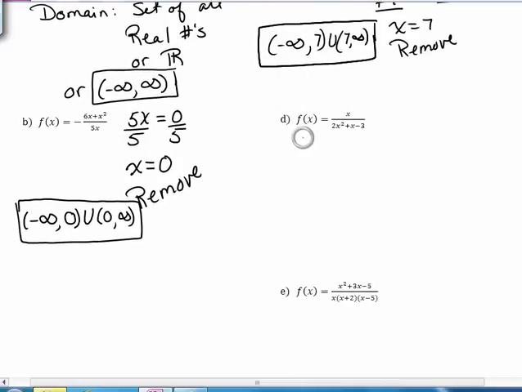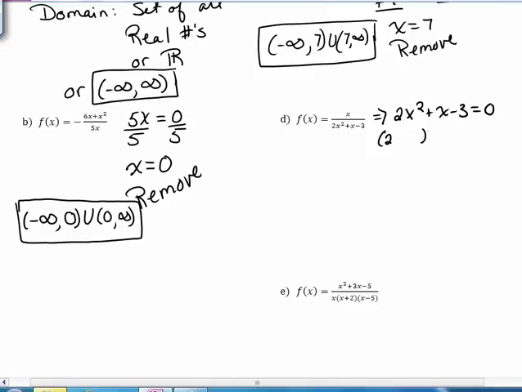In our next example here, f of x is equal to x over 2x squared plus x minus 3. So we need to factor the denominator so we can solve it. We have 2x squared plus x minus 3. We're going to set that equal to 0. That will give us the values that we need to remove from our domain.